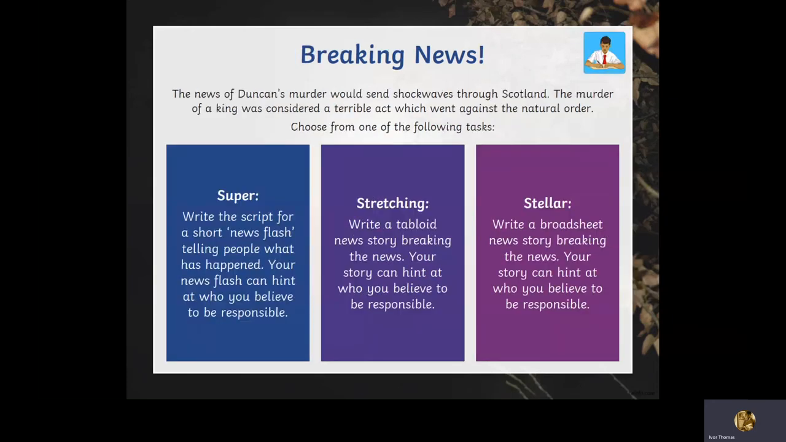Write a script for a short news flash telling people what just happened. If you've forgotten, either go back into the video or look forward into the summary I made yesterday. Or write a tabloid news story breaking the news, or write a broadsheet story breaking the news. It's similar to the stretching version, but you use slightly more formal language.